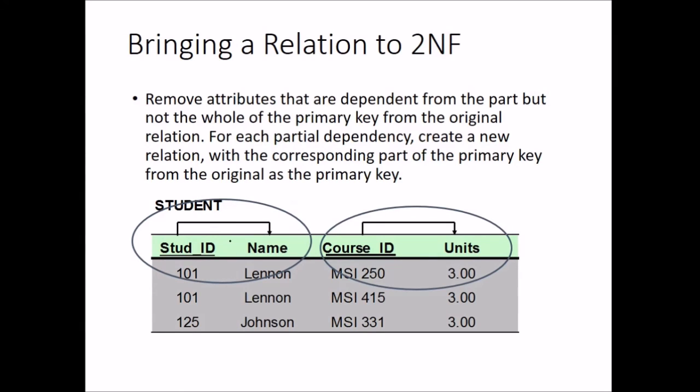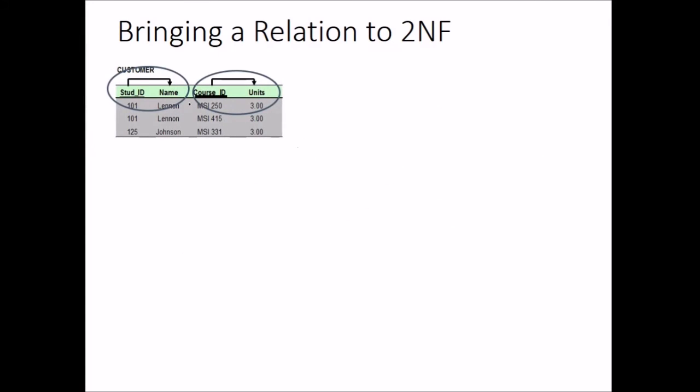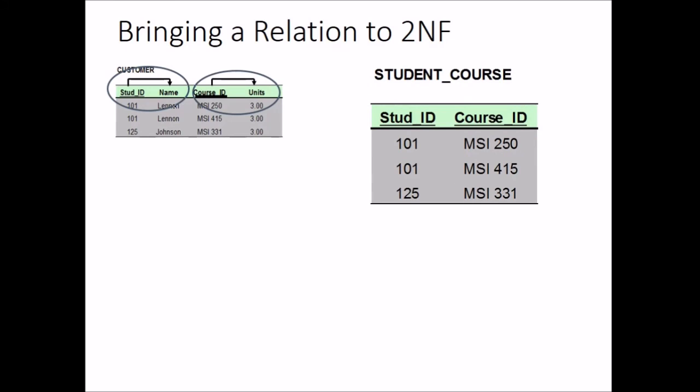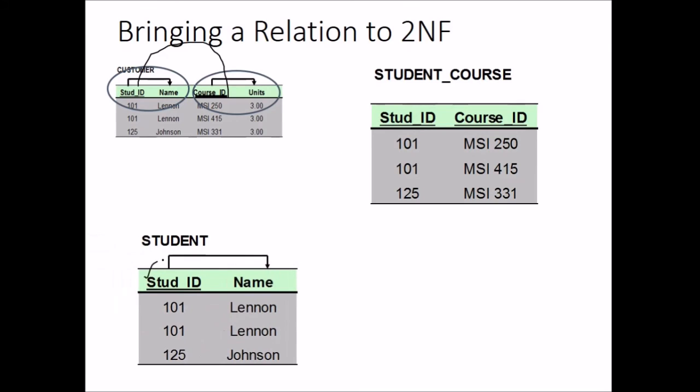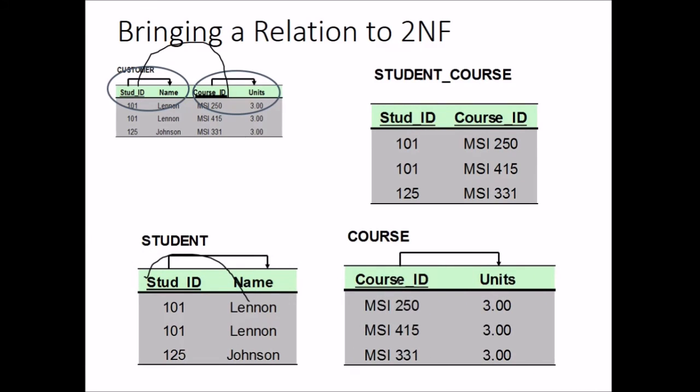So remove attributes that are dependent on the part but not the whole of the primary key from the original relationship. And for each partial dependency, create a new relation with the corresponding part of the primary key from the original as the primary key. So what you are going to do? This already I have shown. So you make student ID and course ID, and then student ID and name, and then course ID and units.